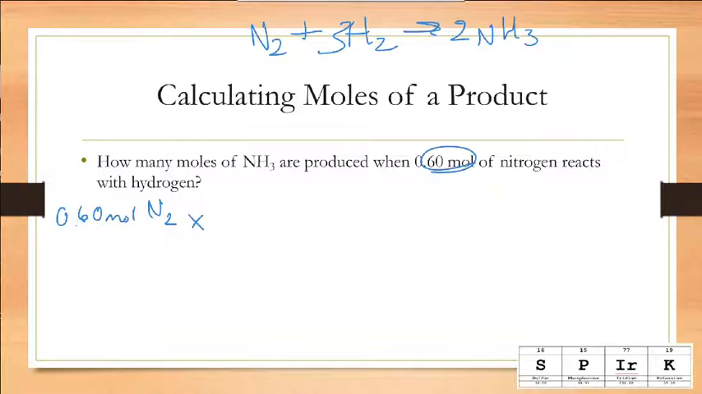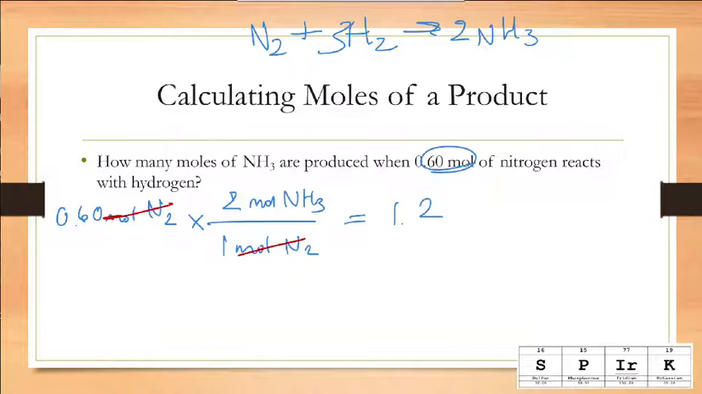So we're going to use that mole-to-mole ratio. So we're going to say 1 mole of nitrogen for every 2 moles of NH3. We can make sure that our units cancel out properly, and they do. And we multiply that through, and we get 1.2 moles of NH3.